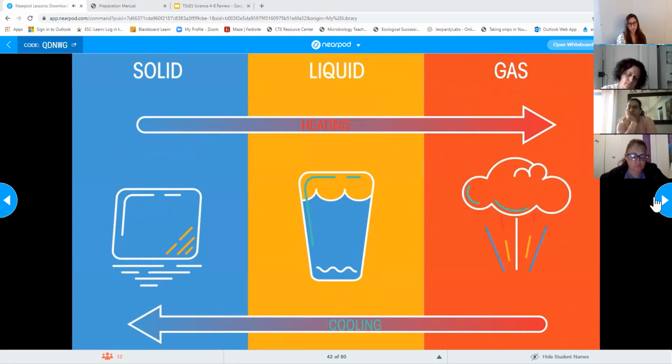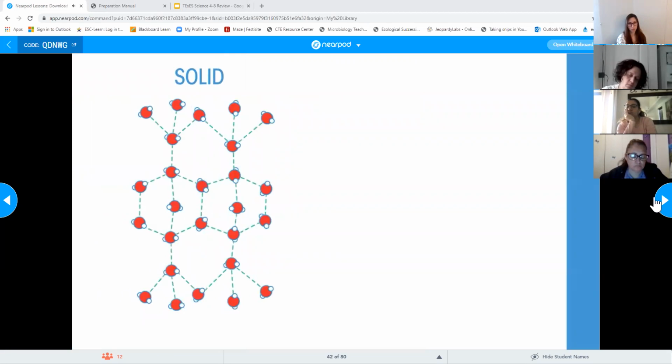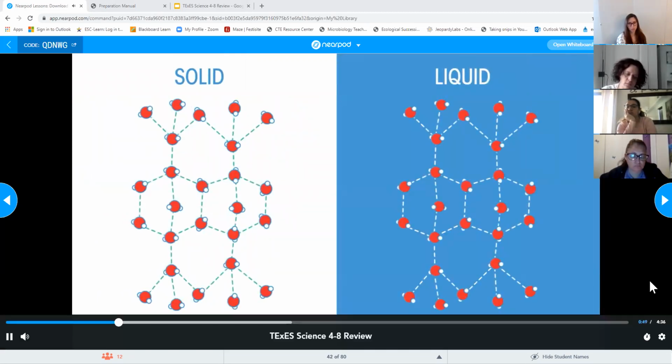But why is heat key in all of this? When a material is heated, it absorbs heat energy. This additional energy can cause attractive forces between molecules to break.